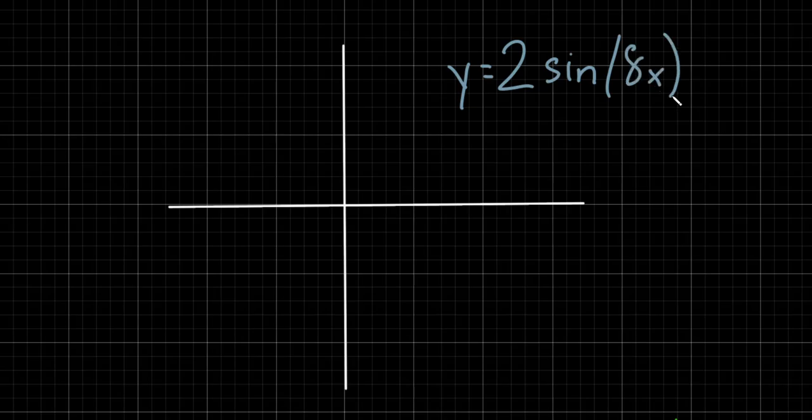Okay, let's pick a function. Do you want sine or do you want cosine? Sine. Okay, we're going to do y equals 2 sine of 8x. I don't know if it's pretty or not, so we're just going to graph it. Okay, we're going to go into groups.